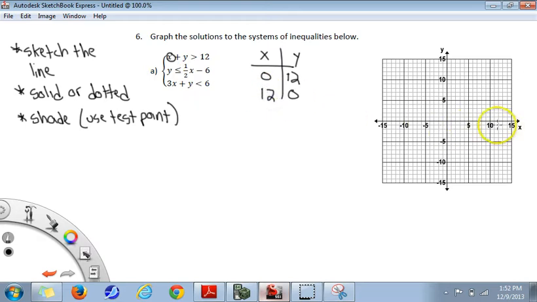So I'll go ahead and graph those intercepts. Positive 12, positive 12. And this inequality symbol does not have a line underneath it, so I need to connect these 2 points with a dotted line.